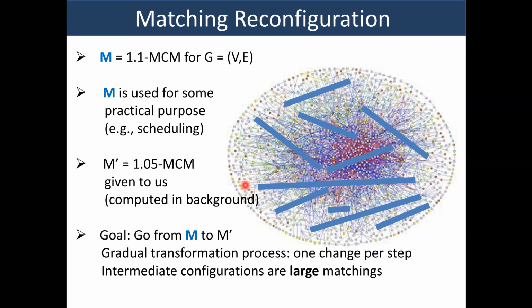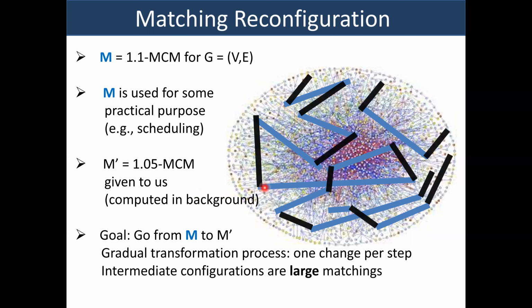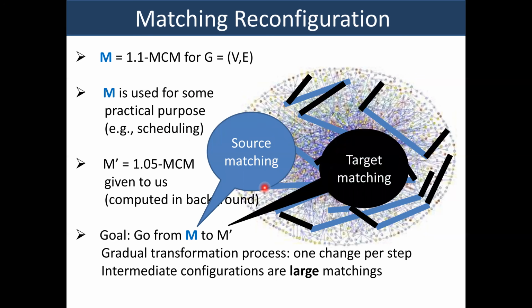And the blue edges in this illustration are the edges of M. The black edges are the edges of M prime, the larger matching. And we are going to call M the source matching and M prime the target matching. And the premise is that we are now going to go from M to M prime.